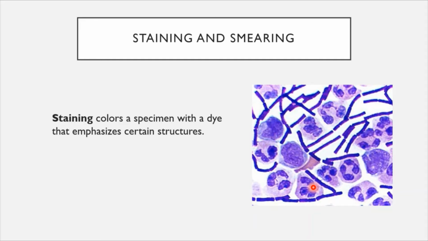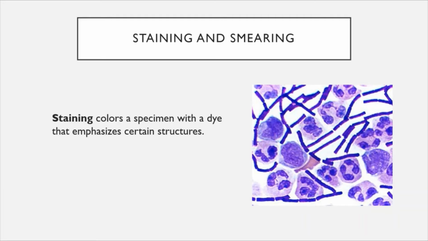So the next step in this lecture is to take a look at two of the processes that we use to prepare samples for visualization when using light microscopy. Those processes are called smearing and staining. Staining is the process of coloring a specimen with a dye that is used to emphasize either the whole cell or certain structures.